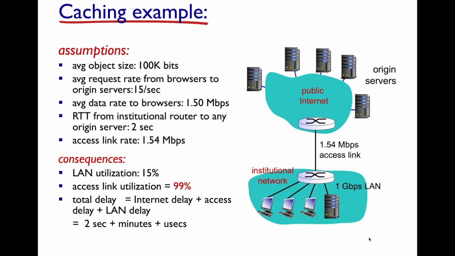Then, of course, once you get to the gateway router on the institutional network, you're going to see microseconds because you're barely using any of the bandwidth of that local area network. At 1 gigabit per second, using these numbers, you're using about 15% of the available bandwidth, which is next to nothing. It's not really that much, right?